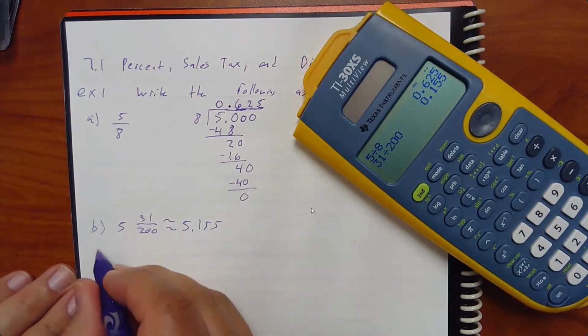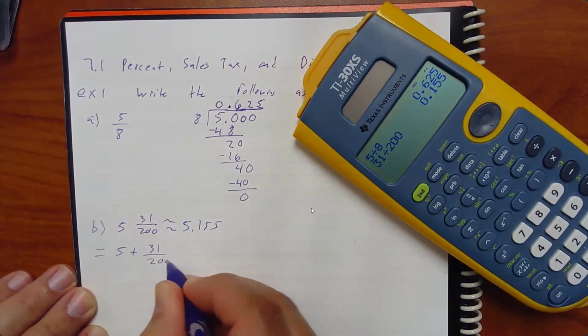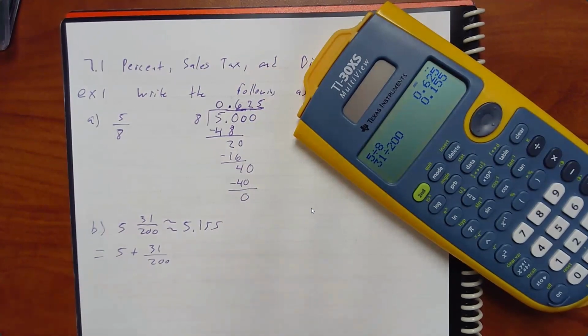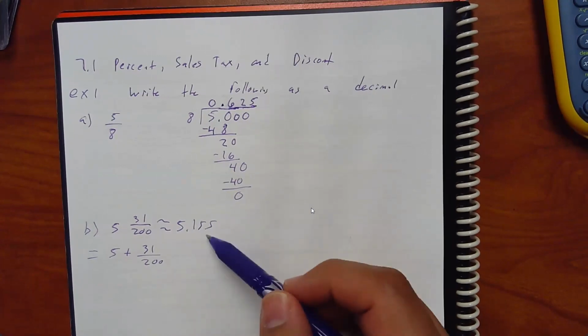Another way to think about this is 5 plus 31/200. That's what it means when they say 1 1/4. They're saying 1 plus a quarter. Anyway, all you have to do is convert it to decimal.